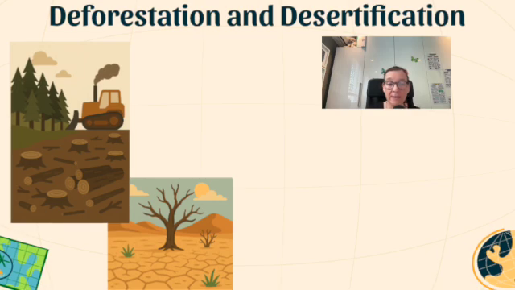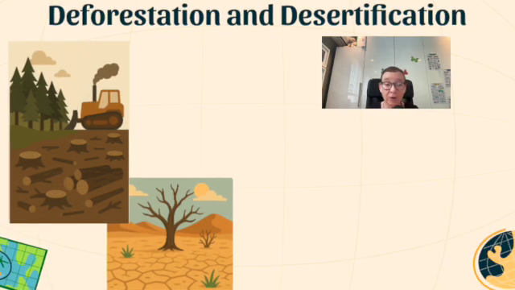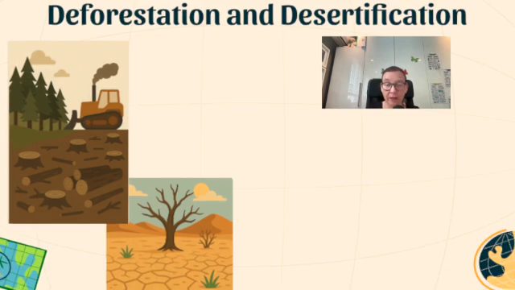So while deforestation is about forests being cut down and their global impact, desertification is about land turning barren and its effect on farming and food production. Both highlight the tension between human needs and environmental limits.